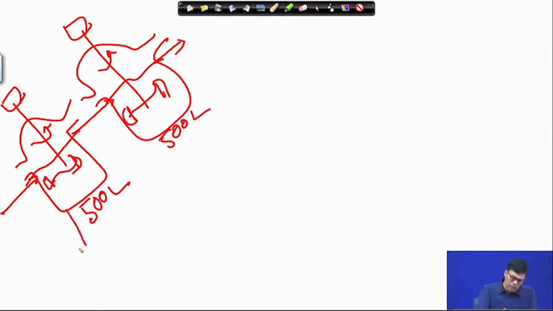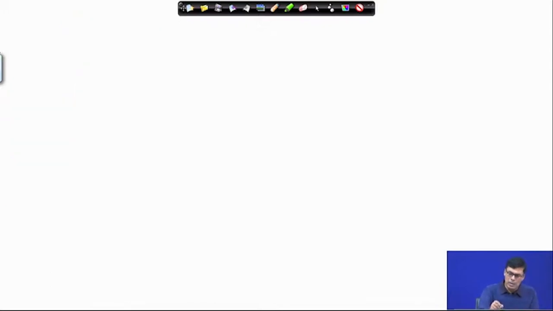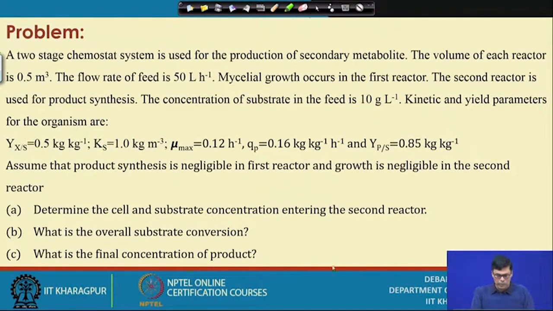Now, here only the cell formation is there and here only the product formation is there. That is the assumption we have. So, we can assume here cell formation, so this is x 0 and this is x 1. And here also it is x 1 because we assume that no cell mass formation is there. And here p 0 is also p 0, so here will be p 1, only the product formation is there. This is how we shall have to deal with this problem.